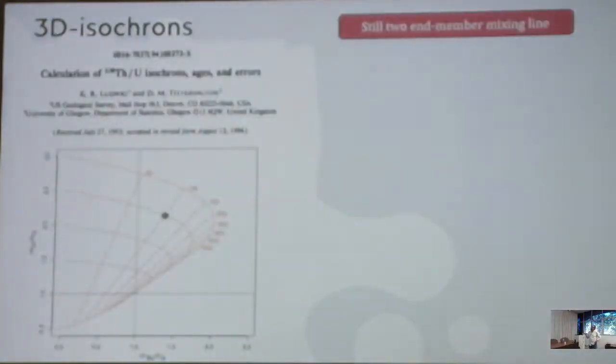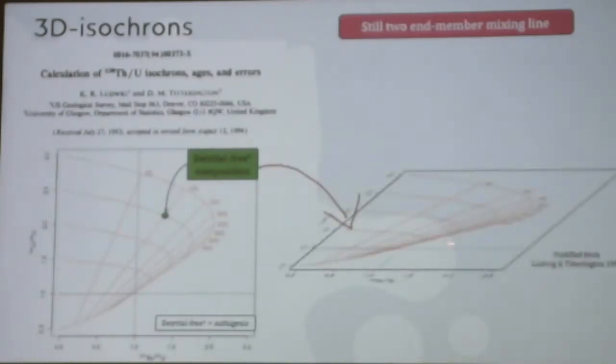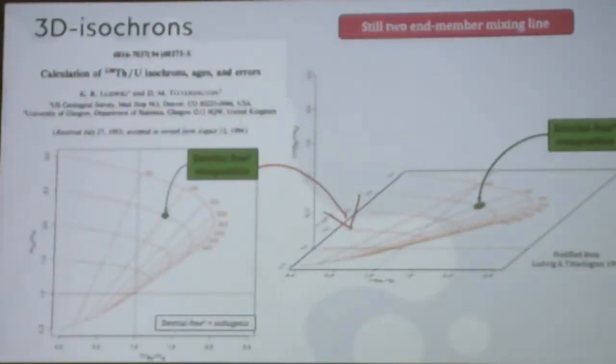So what Ludwig came up with in 1994. This is the normal evolution curve that you have. So basically he said, okay, this is the age of my sample. This is the detrital-free composition. I'm going to add another axis, and this axis is 232/238, like in an Osmond isochron. And my detrital composition is somewhere above this plane.